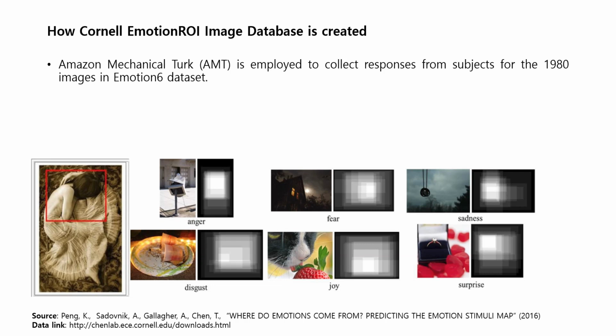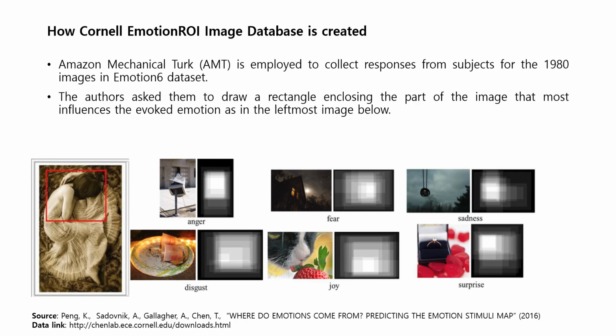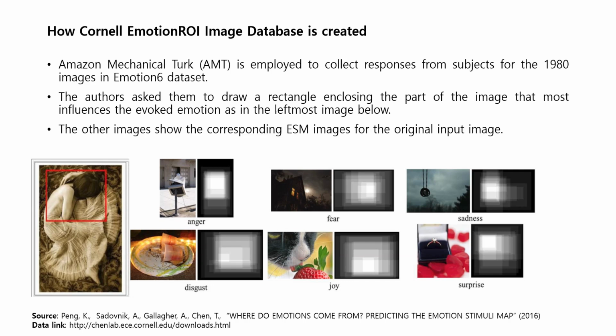So then how is the Emotion ROI database collected? Amazon Mechanical Turk, AMT, is employed to collect responses from subjects for the 1980 images in the Emotion6 dataset. The authors asked them to draw a rectangle enclosing the part of the image that most influences the evoked emotion, as in the leftmost image below. The other images show the corresponding ESM images for the original input image.